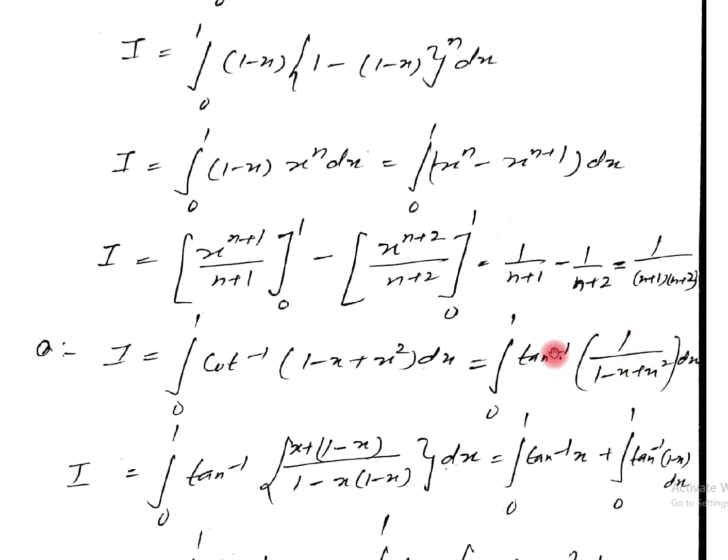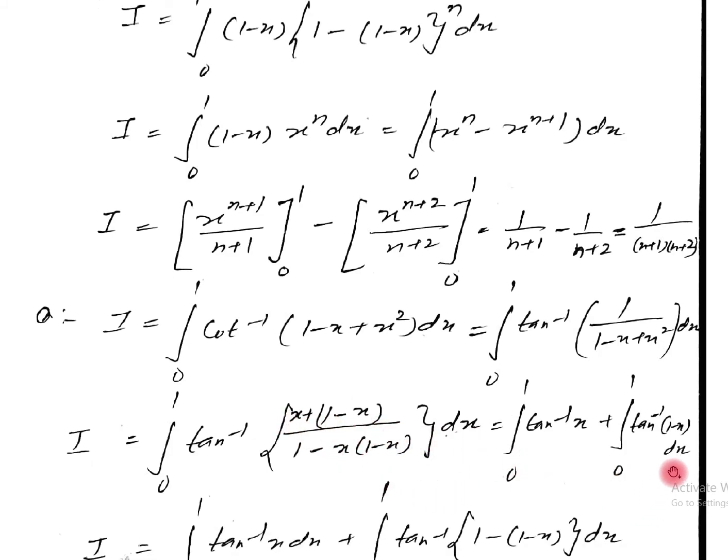Now this is the important step here. This 1 in the numerator can be written as x plus 1 minus x, and in the denominator 1 as it is, and from these two expressions x is common, x into 1 minus x. So we are getting the same angle in the numerator and the denominator. Now I can use tan inverse of (a plus b) upon (1 minus a into b) equal to tan inverse a plus tan inverse b. So it can be written as the integral from 0 to 1 of tan inverse x plus tan inverse (1 minus x) dx.